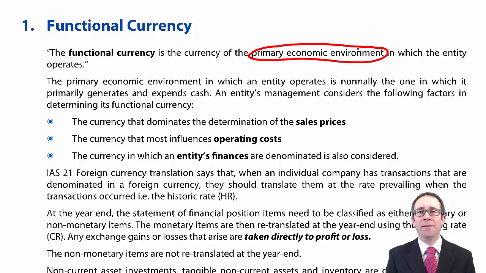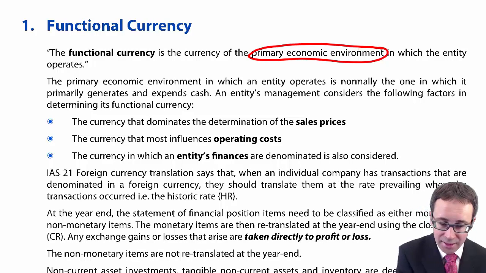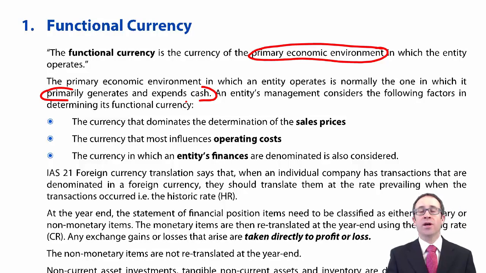Now what does that mean? Well, essentially it means where you trade. Where do you generate most of your sales? So what currency are most of your sales denominated in? And what currency are most of your expenses incurred in? So the standard then goes on to develop it further and says it is the currency whereby we primarily generate and expend our cash.